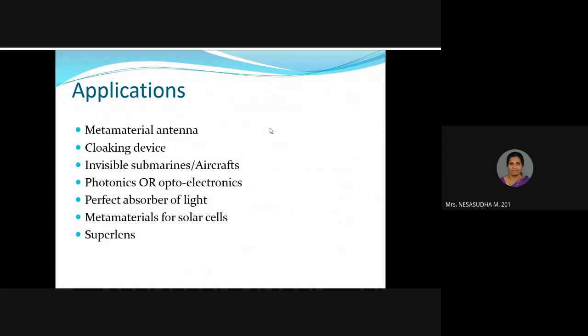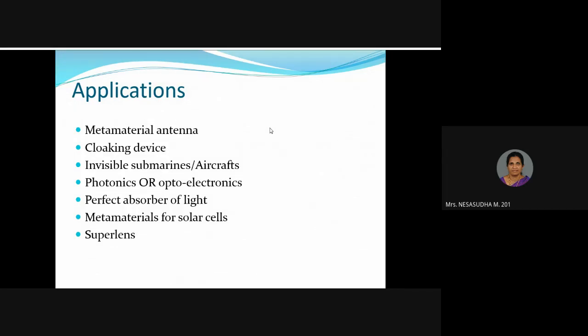So when you use a metamaterial structure inside the antenna, what are the different applications it finds? I have listed many applications, but I am going to explain only the first two. How is metamaterial used in the antenna, what is cloaking, and what is the relation between cloaking and metamaterial, how this metamaterial creates an impact on cloaking.